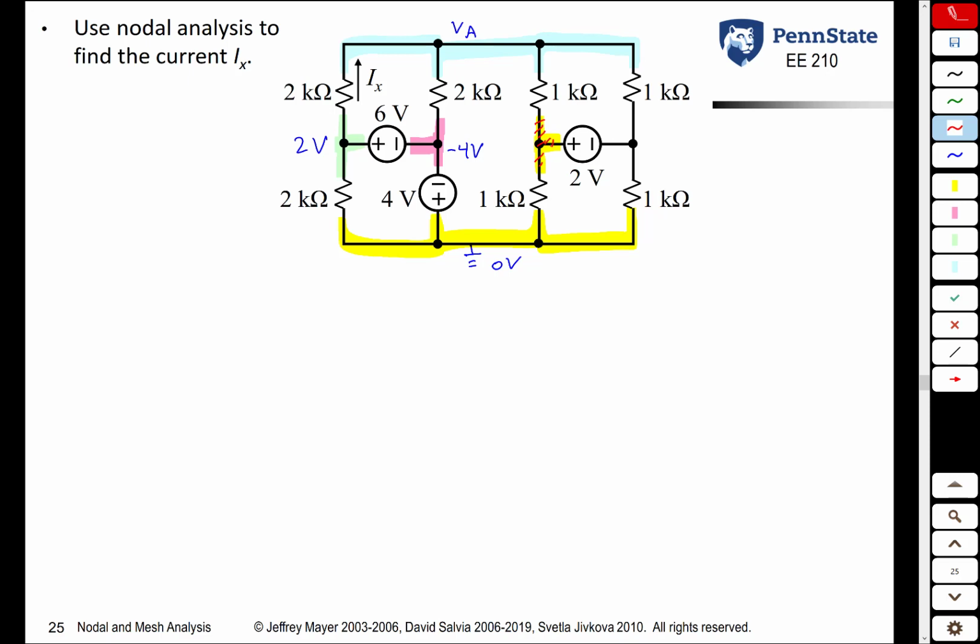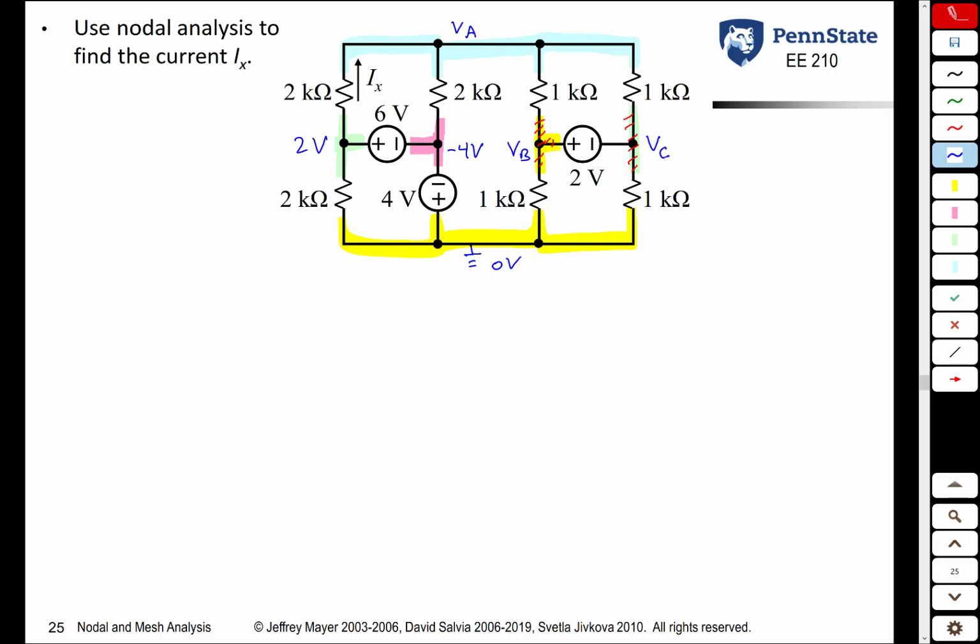This node here, it's connected to a voltage source. However, because of where we put ground, this voltage source is not grounded. We do not know the voltage at this node. We'll give it a variable, VB. And finally, this node here, once again, it's connected to the 2-volt source, but because the 2-volt source is not grounded, we do not know the voltage at this node. This is VC.